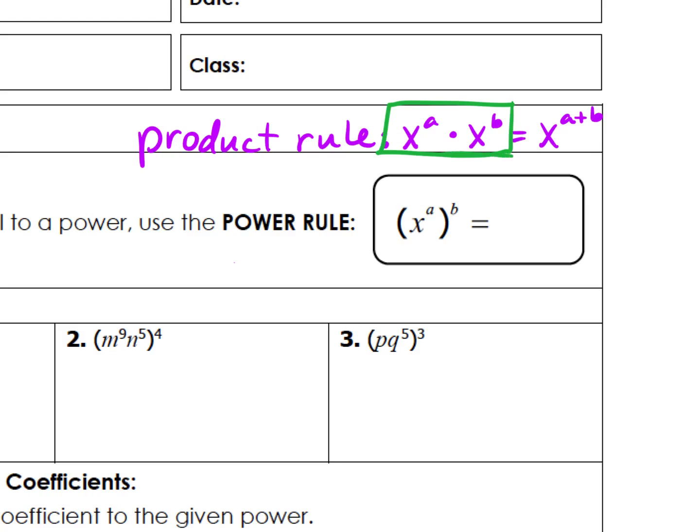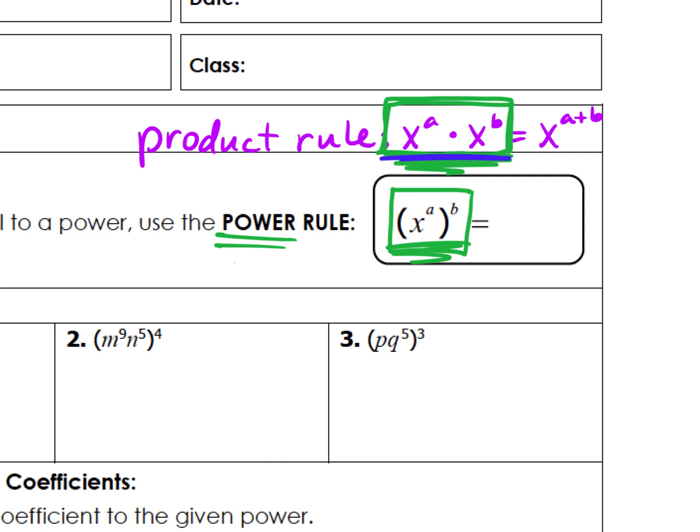Do you see how this product rule, x to the a times x to the b, is different than the power rule, which is x to the a to the b? What's different? There's parentheses. There's one less of what? Not step. What's missing here that was here? A dot. What else? An x. There's one less x here, okay?